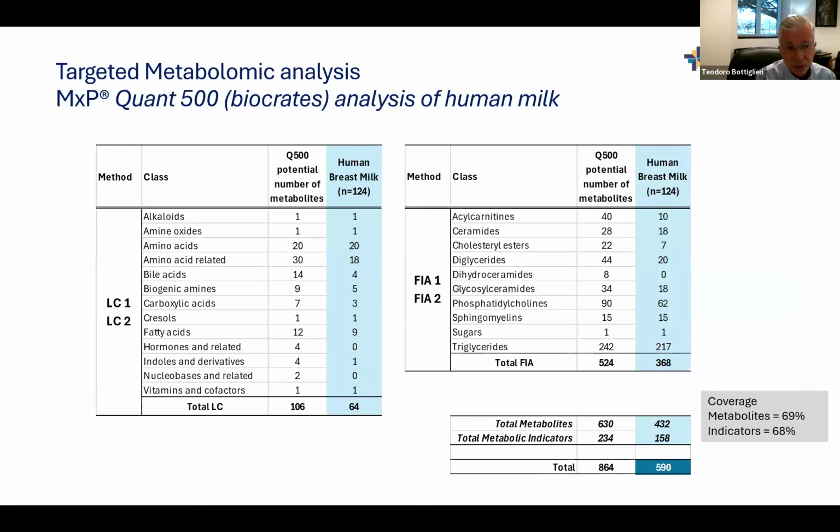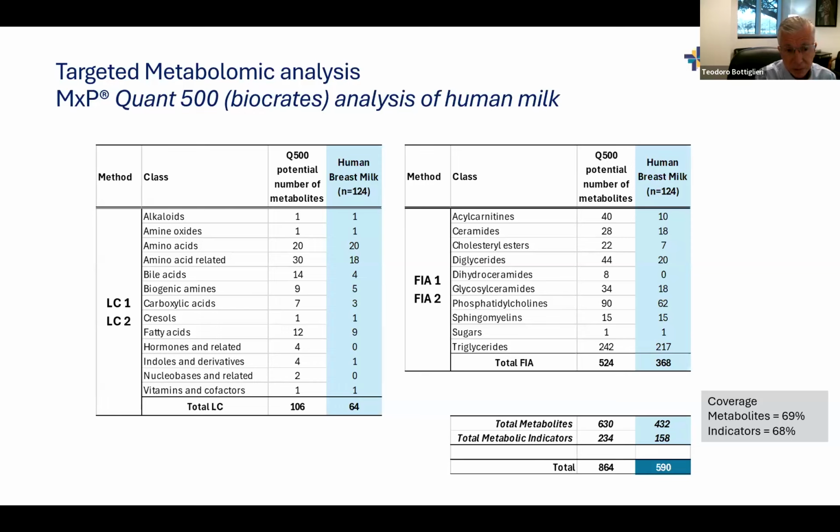In terms of the metabolites that we detected, we can divide these into either lipids or non-lipids. The non-lipids, or small molecules, are mostly done on the liquid chromatography part, whereas most of the lipids are done by flow injection analysis, although we do have some fatty acids measured on the LC part too. Potentially 106 small molecule non-lipids could be detected, and we found 64 of these, so about 65 to 66% of the total.